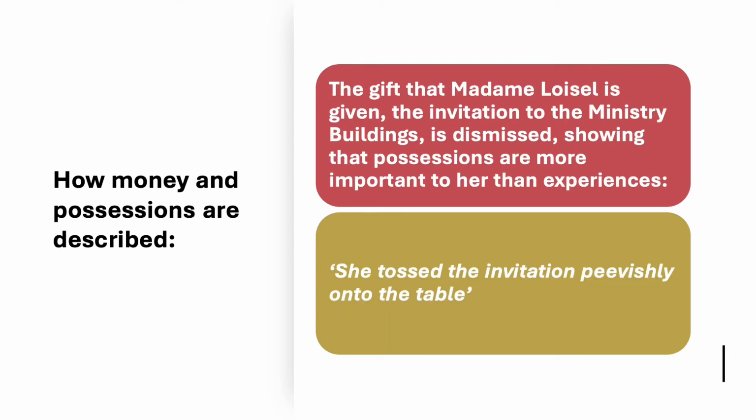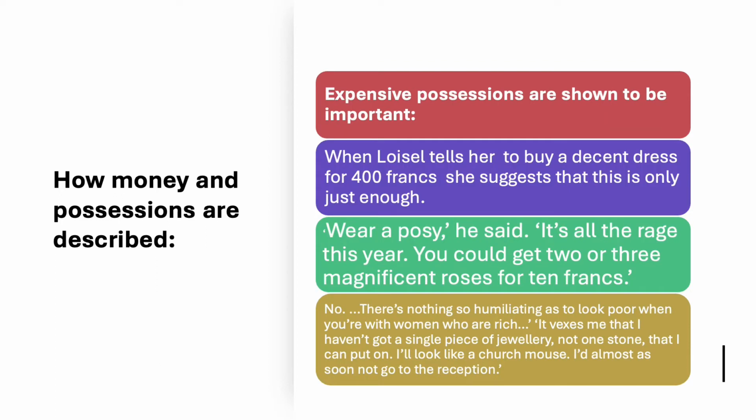Additionally, Madame Loisel's dismissal of the invitation clearly shows possessions are more important than experiences for her. Specifically, the importance of expensive possessions is brought out by Mathilde's dismissal of wearing flowers instead of rich jewelry. It is proven by her expression, "There's nothing so humiliating as to look poor when you're with women who are rich." So that statement clearly shows the marginalization of people in that society due to lack of possessions.